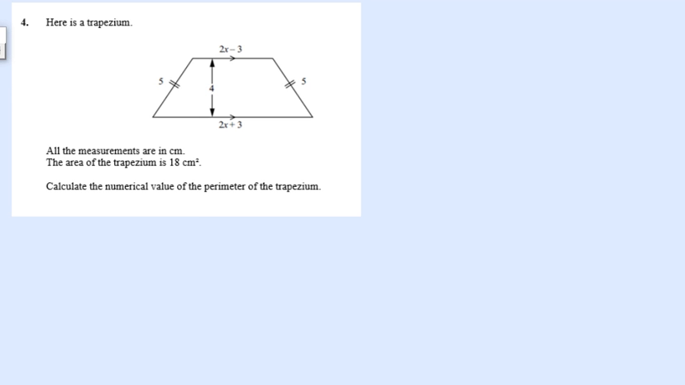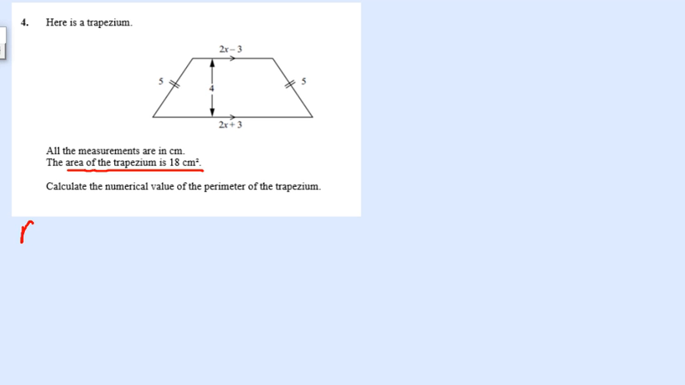We want to find a numerical value for the perimeter of the trapezium. That means that we need to know what x is. Now we're given some information that the area of the trapezium is 18 centimetres squared, so we need to use that information to begin with to figure out what x actually is.